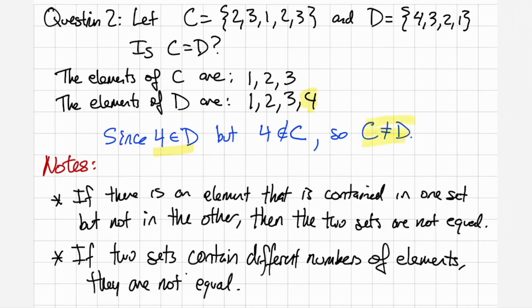So what we notice here is that if there is an element that's contained in one set but not the other, then the two sets are not equal. And similar to that, if you have two sets that contain different numbers of elements, they can't possibly be equal. So those two techniques may be helpful if you're trying to show that two sets are not equal.